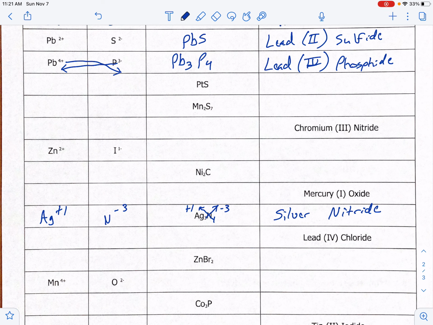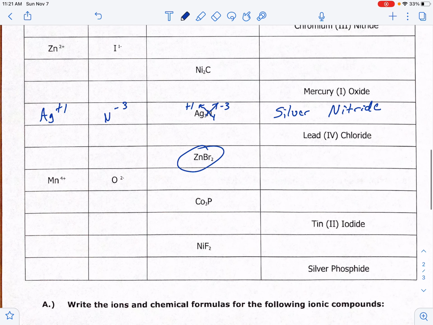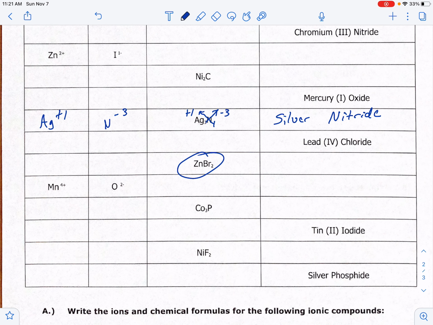There is no Roman numeral for silver. The same would be for zinc right here. Zinc is also one of my three that's always the same, so it means I don't have to write the Roman numeral in the name. So my name would be zinc bromide.